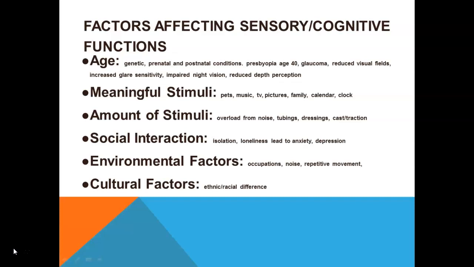You also see people more prone to glaucoma. They have reduced visual fields. They have increased glare sensitivity, might have impaired night vision, and reduced depth perception. So those things occur with age.